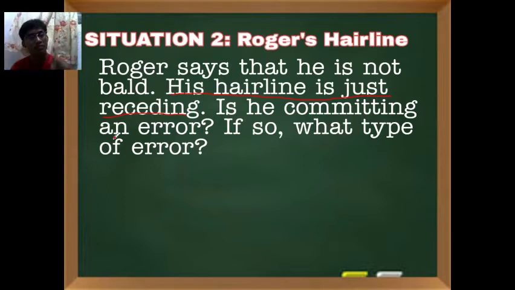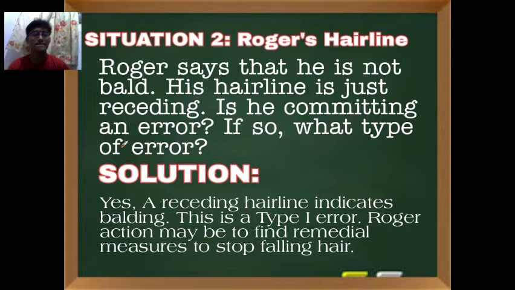Now, if you think or guess that he is committing a type 1 error, well, you are not mistaken. So, bakit? Yes, a receding line indicates balding. Sabi nga natin, naglalagas ang buhok niya. Pero ibig sabihin nun, road to baldness na siya. Okay? And this is a type 1 error.